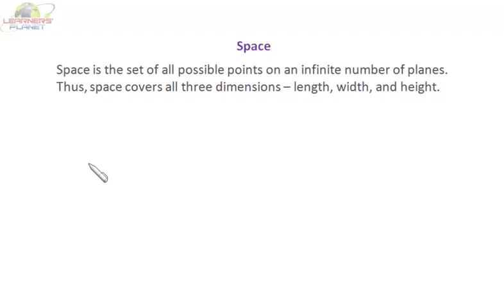Now let's discuss space. Space is the set of all possible points on an infinite number of planes, and it covers all the three dimensions, that is length, width and height. Okay, friends, we live in space. That means around us we have length, width and height as well.